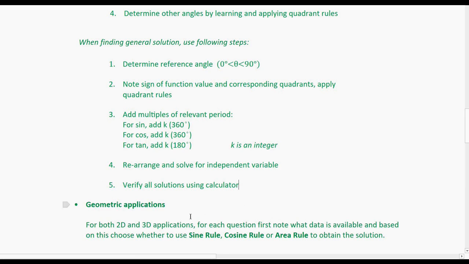And finally, we looked at geometric applications of trigonometry, which is where the majority of the trigonometry marks will lie in your exam paper. And the general approach is, for both 2-dimensional and 3-dimensional applications, first note what data you have available in the question. And based on this, you choose whether to use the sine rule, cosine rule, or area rule to obtain the solution. And that concludes the trigonometry video.